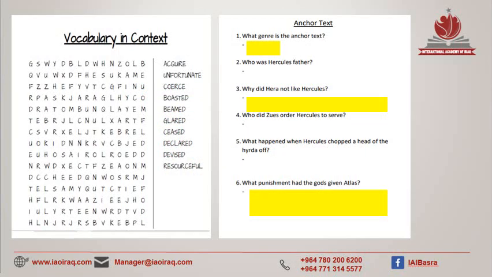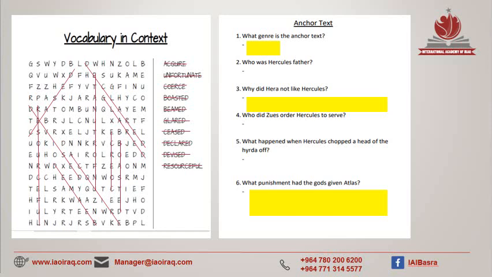Fantastic guys, this is going to be the homework. So if you want to just pause it once all the answers are there to check your own homework. Pause the video, I mean. But vocabulary and context, acquire. There it is there. The next word is unfortunate. Coerce, boasted, beamed, glared, ceased, declared, devised, and finally resourceful.